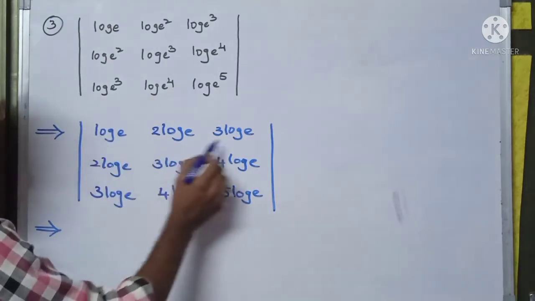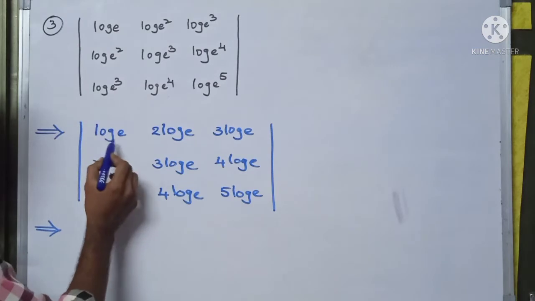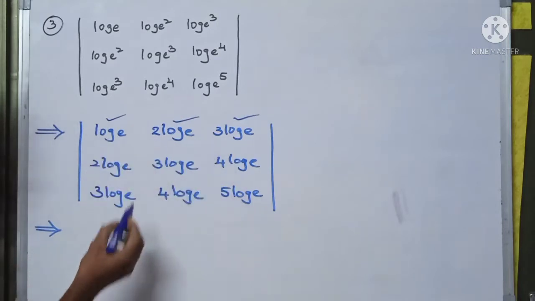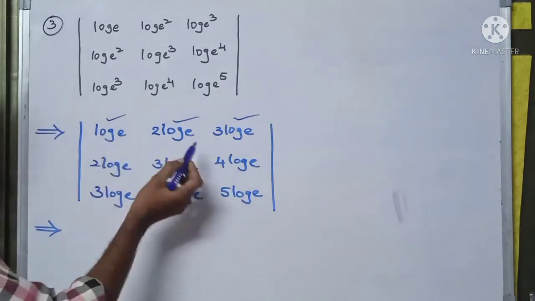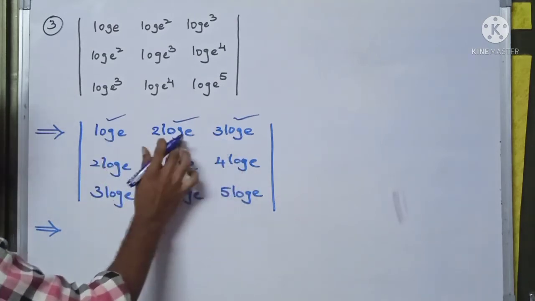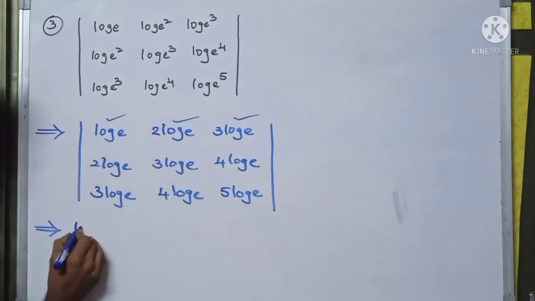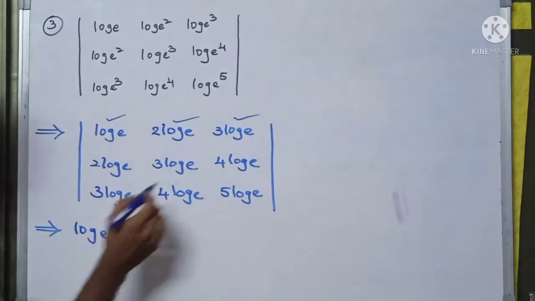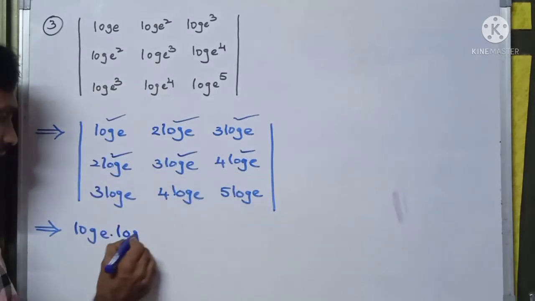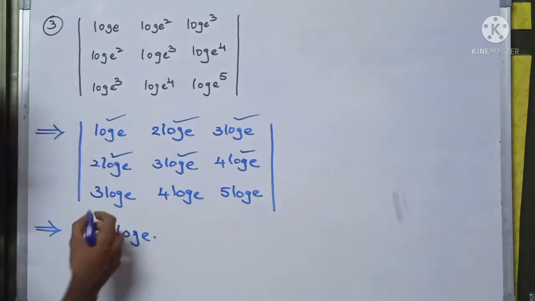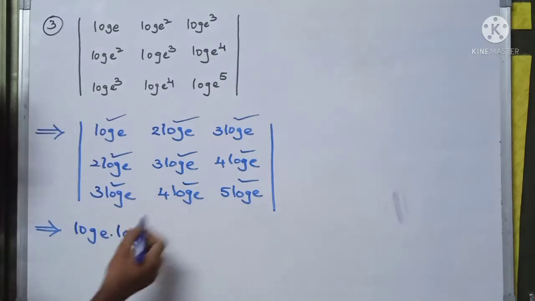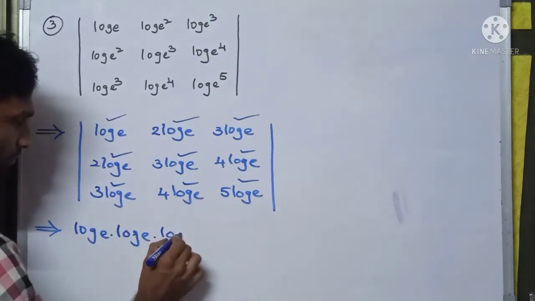Observe the elements of the first row. There is a common factor, log e. From the elements of the first row, take the logarithmic function log e as common. Observe the elements of the second row; take log e as common. Come to the elements of the third row; from the third row also we have log e common.